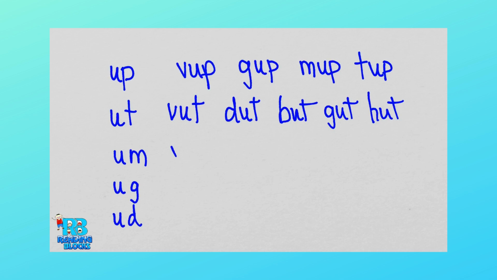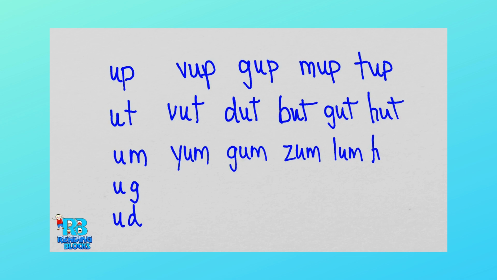How about this one? Yum. Good. How about this? Gum. How about this one? Zum. And this one? Lum. We'll do one more. How about that one? Hum. Good reading. Let's go to our ug word family.